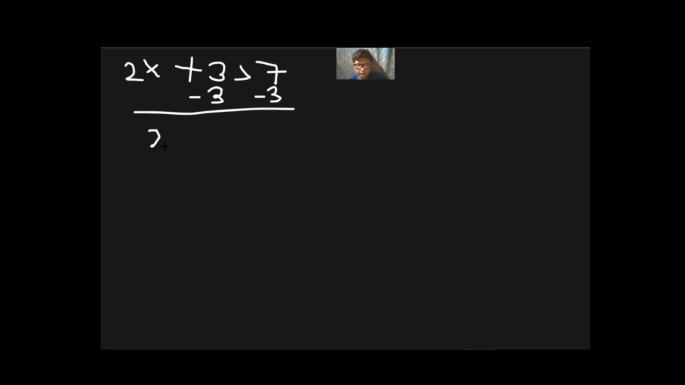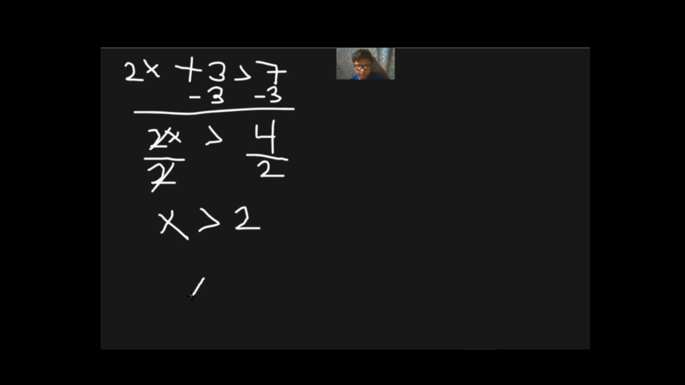Then we'll bring down the 2x. Then positive 3 minus 3 is 0, so we don't need to put it down. Then here, 7 minus 3 equals 4. So that we can get our x, we need to divide this by 2. As well here, we put 2, then cancel out. Then we bring down x. Oh, don't forget to put the greater than or equal symbol. So 4 divided by 2 equals 2.